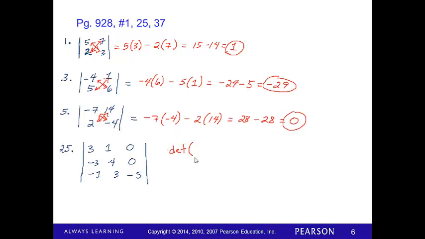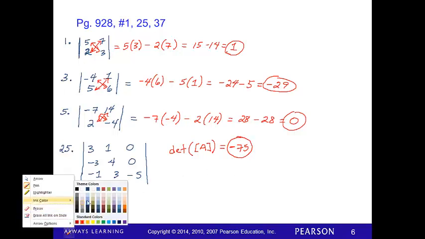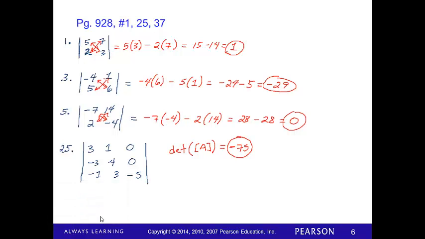And you should have something like this on your home screen, DET with a parentheses open up. Then you're going to get back inside your matrix, stay under Names, and hit Enter because it should be matrix A. And it comes out to be -75. All right, let's keep going.